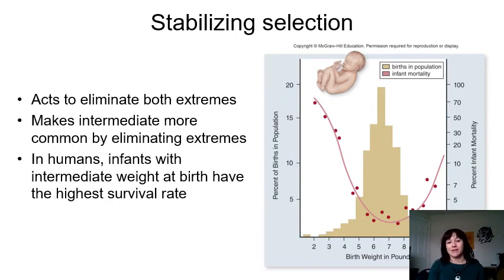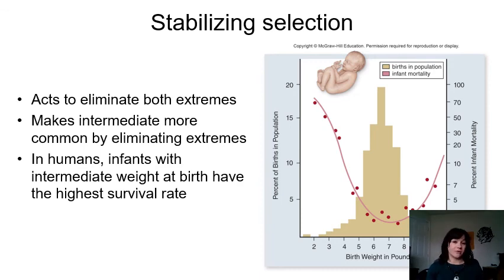Let's look at another example of stabilizing selection. In this case, being at the extreme is not beneficial, and being average is good, right? In this example, we're going to look at human birth weight, right? Now we have an average birth weight of about 7 pounds, right? And there's a reason that is the case.